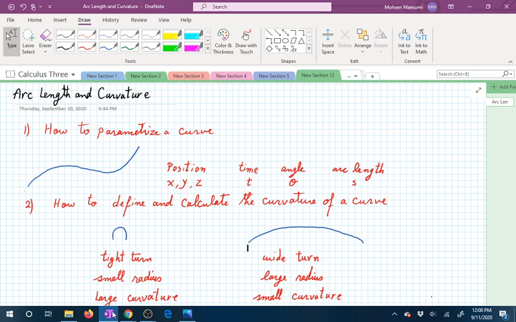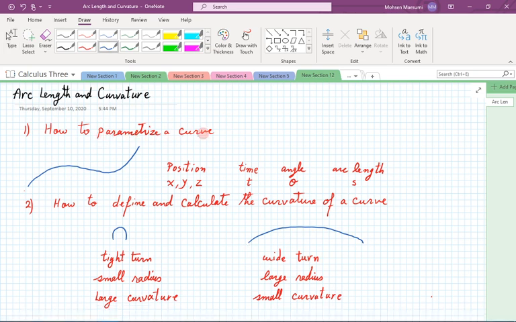So, we have talked about arc length before. We have learned how to calculate the arc length. The question is how to use that to parameterize a curve. What do we mean by parametrization of a curve?